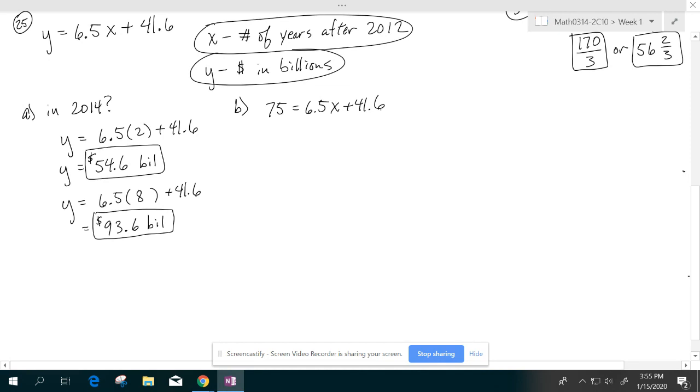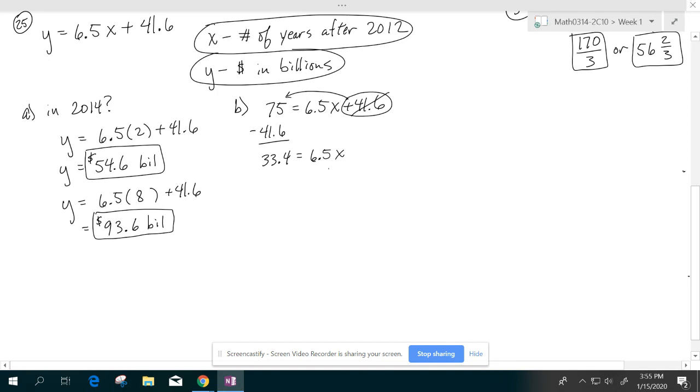Everybody understand why the 75 plugs into Y and not X? Because X is time, Y is money. And so what am I going to have to do to solve for X? Well, we're going to have to move the 41.6 over, which is going to be minus 41.6, which is going to be, I have no idea. I'm going to rely on the calculator users for that. 33.4.